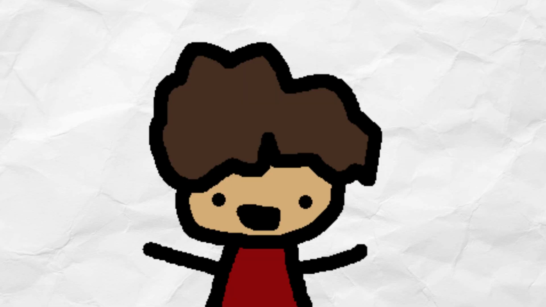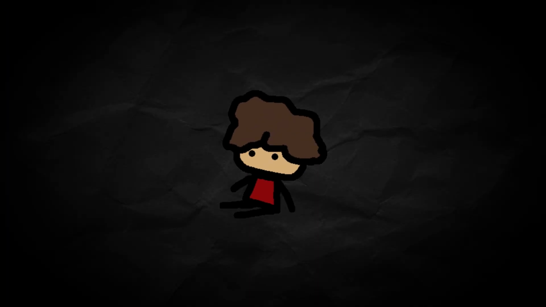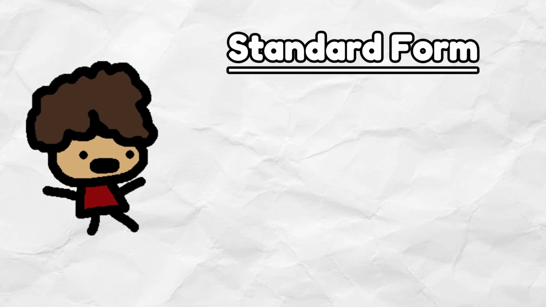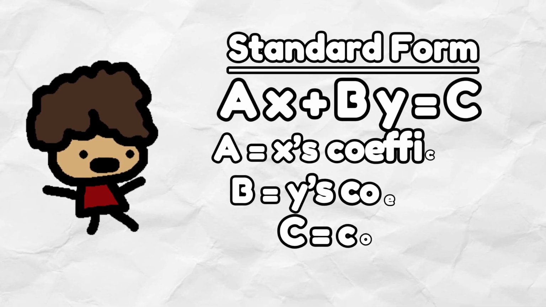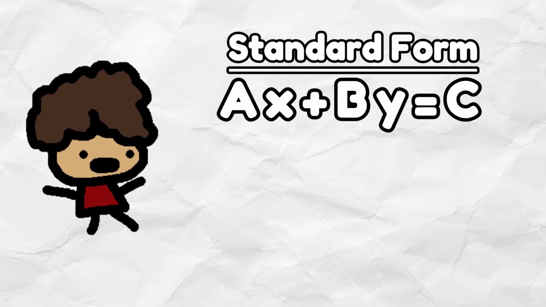Now let's start with standard form, the thing that made me sit in the corner and start crying in class. Standard form is a form of a linear equation in which you write your equation as ax plus by equals c, your a being your x coefficient and b being your y coefficient. In standard form, your a should always be positive, however your b and c can be negative.